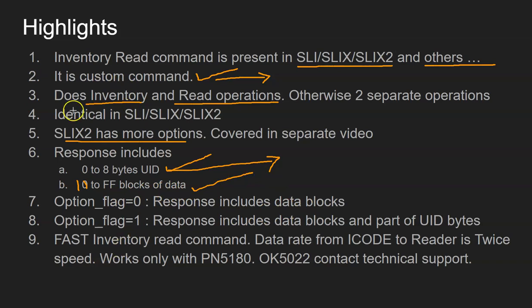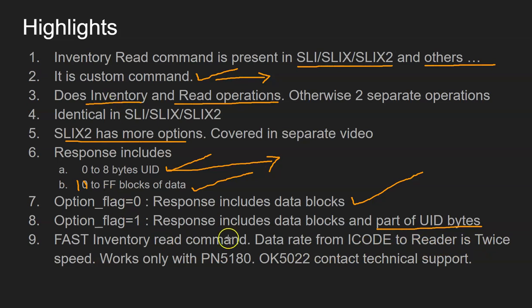So you have to understand how to use this command. The option flag is used very much here. When the option flag is 0, the response includes the data blocks. It reads the data. When the option flag is 1, the response includes the data blocks as well as the part of the UID. There is also one more variant of the inventory read command that's called the fast inventory read command. There is no difference in the command structure or in the format of the response you receive with the fast inventory.